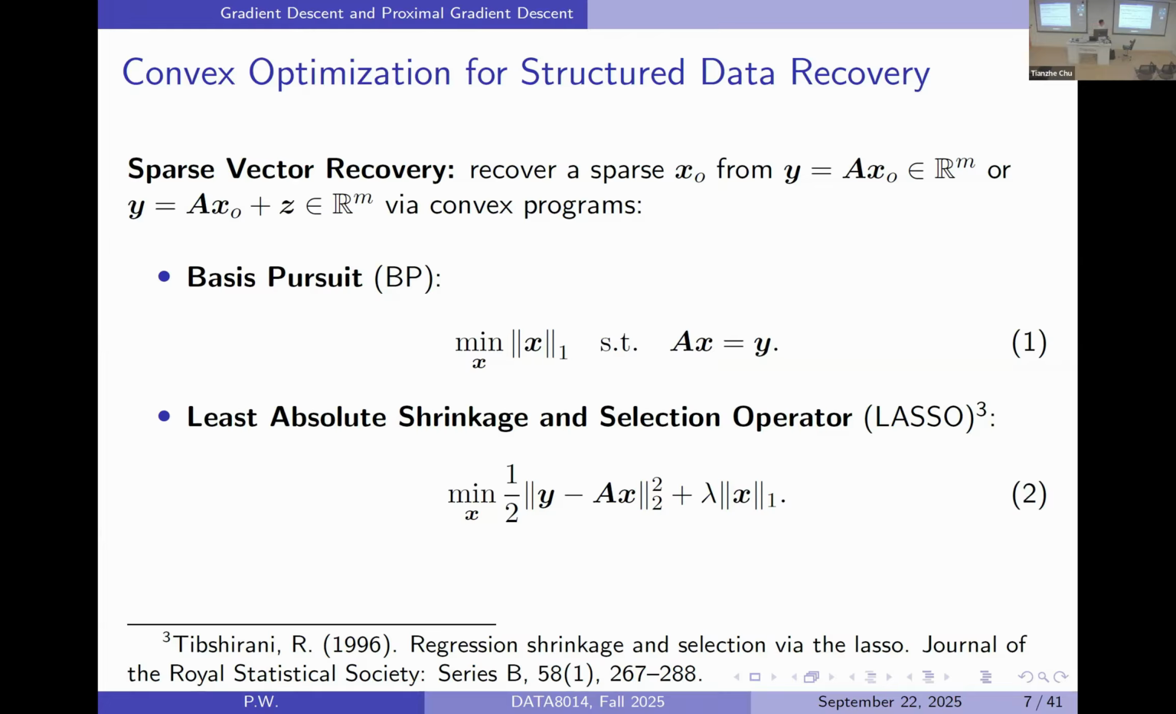And the second example is also very classical. That is the LASSO problem in statistics. The full name is least absolute shrinkage and selection operator, from about 30 years ago. The objective function is to minimize the L2 norm squared of y minus Ax, where the optimization variable is still x, plus the L1 norm regularizer here, right? It's obvious this problem is also convex in terms of x.